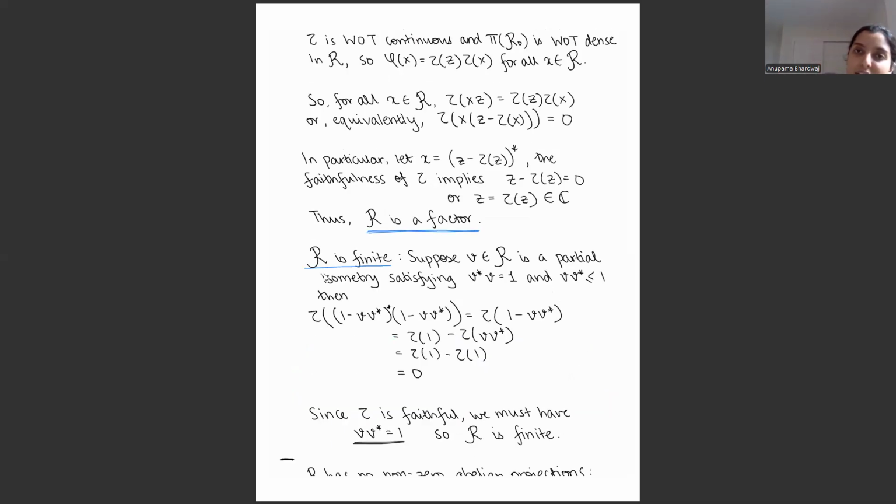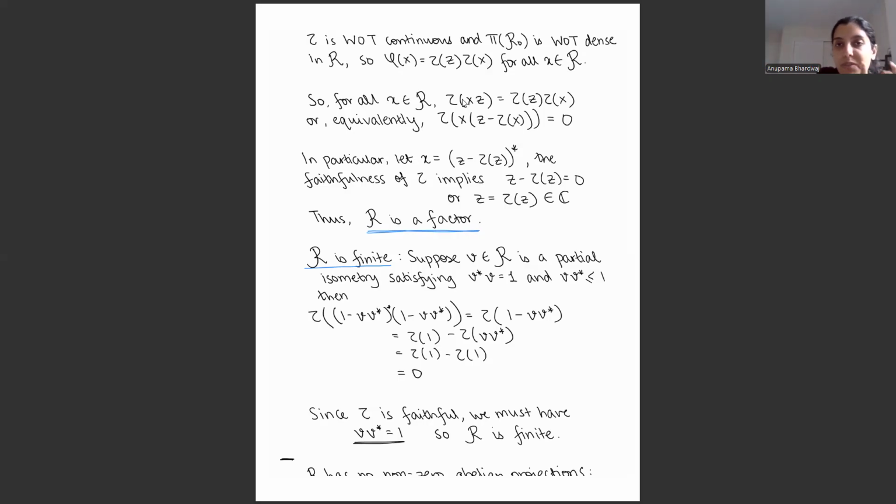Okay, so now I have that this holds for all x in R, right? Phi of x is equal to tau of z times tau of x for all x in R. How do I get that? Using the SOT denseness of pi of R naught in R. I just extend the equality to R using the SOT denseness. And so for all x in R, I have that tau of xz is equal to tau of z times tau of x. This equality says that tau of xz can be factored into two things, which is tau of z times tau of x.